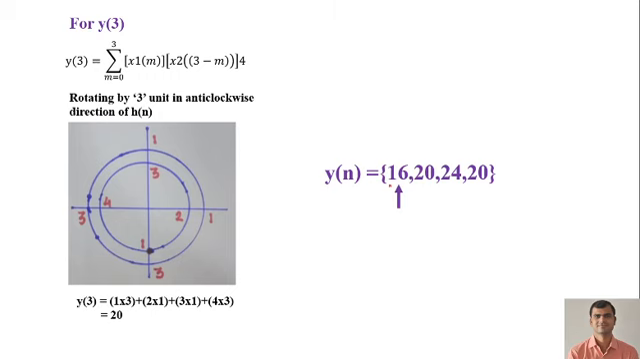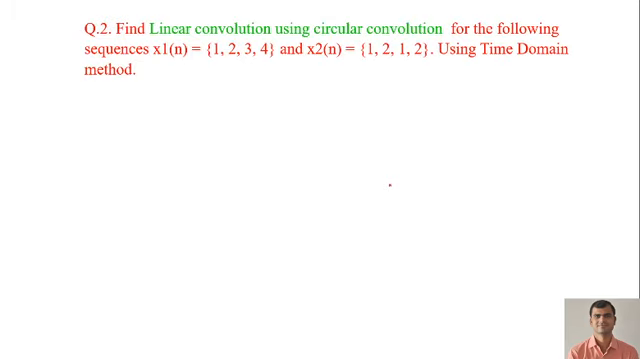Now we'll see the next example. The next example is: find linear convolution using circular convolution. That means we have to obtain the result using a circular method, but the number of samples will be for linear convolution.